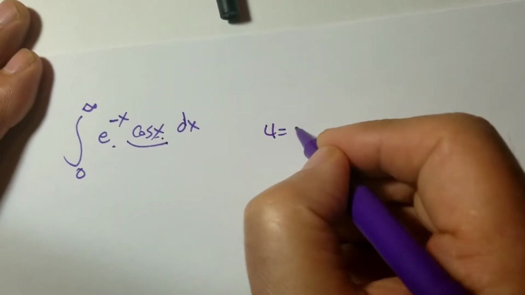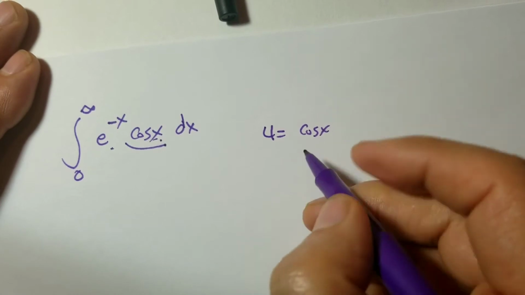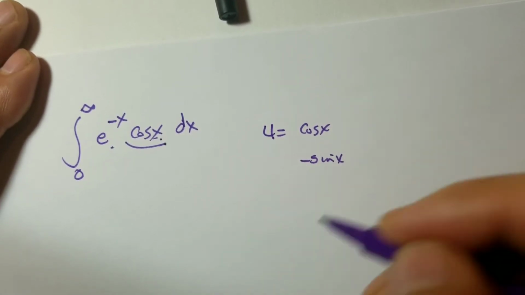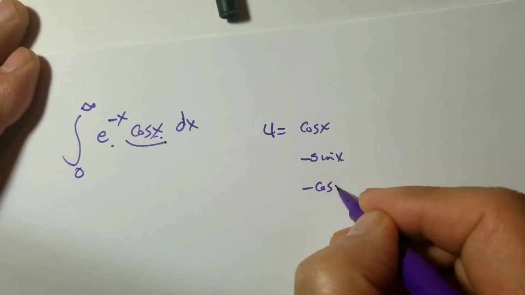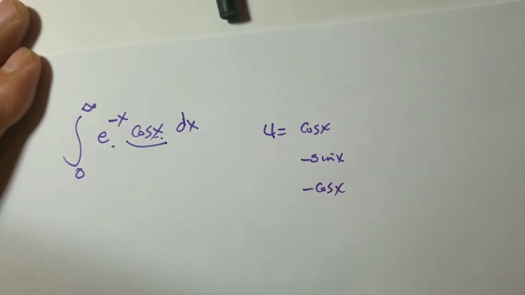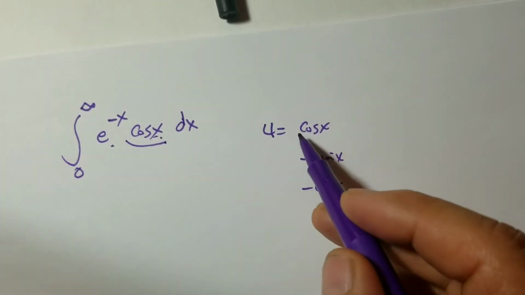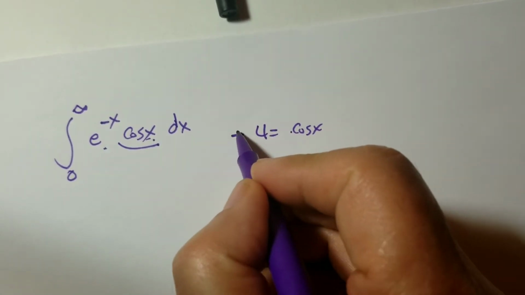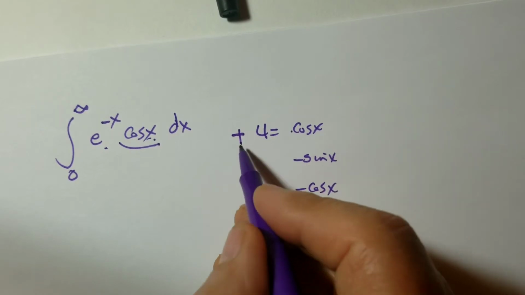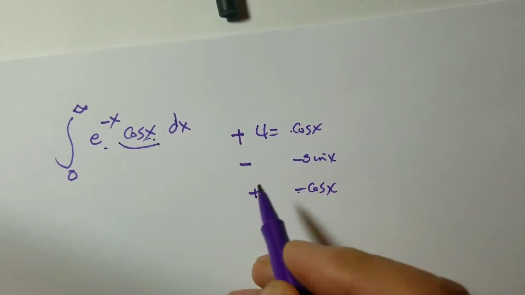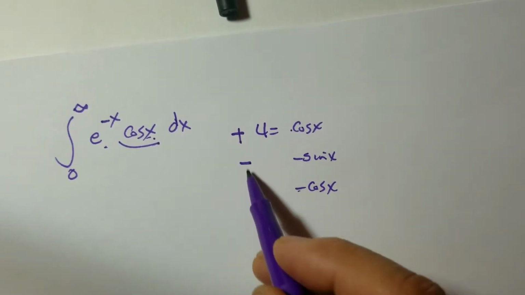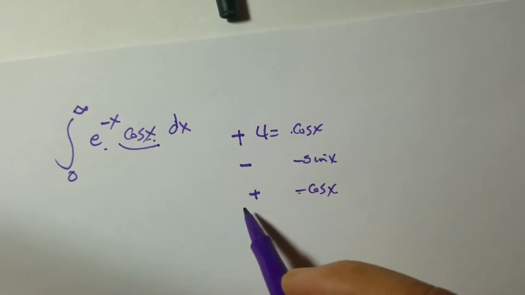Therefore, I'm going to make my u become cosine x, my du again become negative sine x, and the derivative of sine is a cosine. And remember, the cosine repeats, you stop. It doesn't matter if it's positive or negative, you stop. Remember, you put u, v. That's a positive, that's a negative, that's a positive. Remember, these signs are for the derivative, but these are for the integration by parts sign.